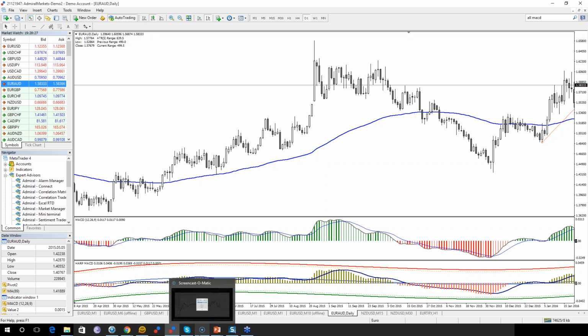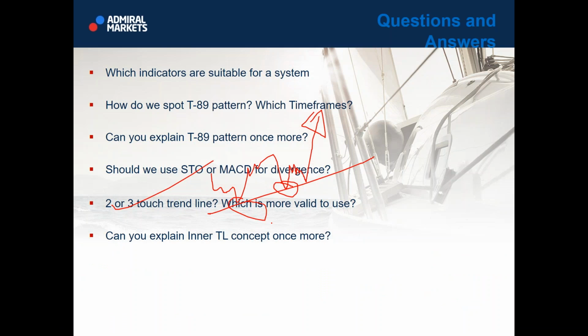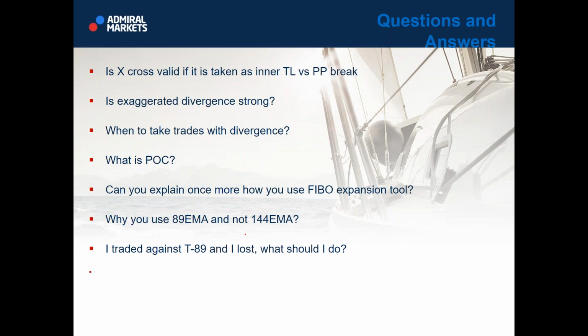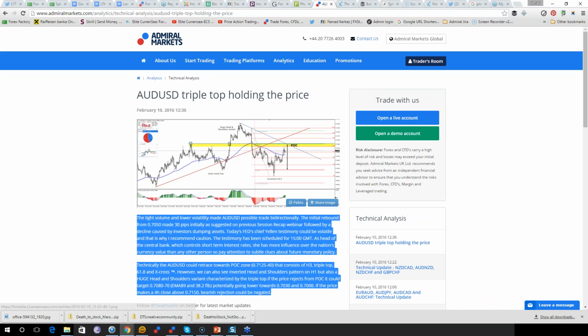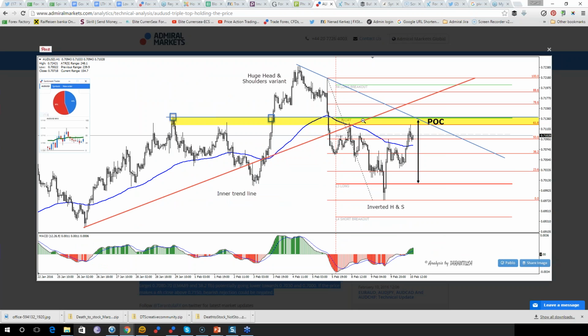Okay, next question is, I have explained the inner trend line concept. I hope that you understand it clearly. Is XCross valid if it's taken as inner trend line versus pivot point break? Yes, it is. I think that we had a situation like that today. You see, guys, look at this. Here, XCross, here, XCross, here, XCross. So here and here, we have an XCross.